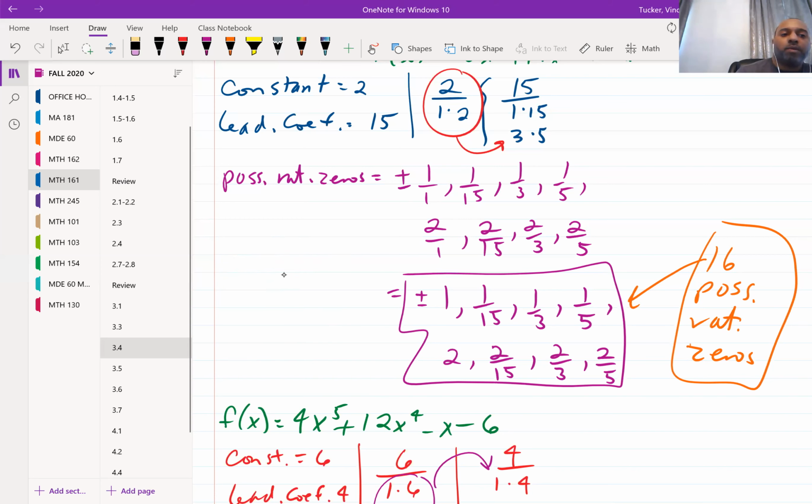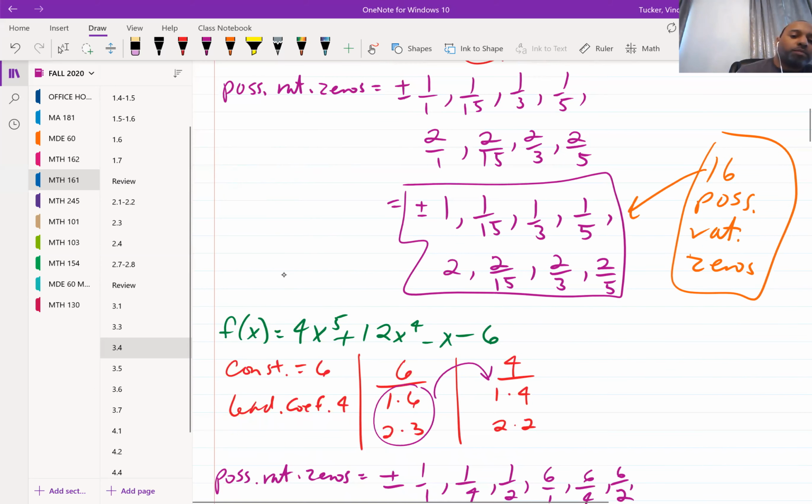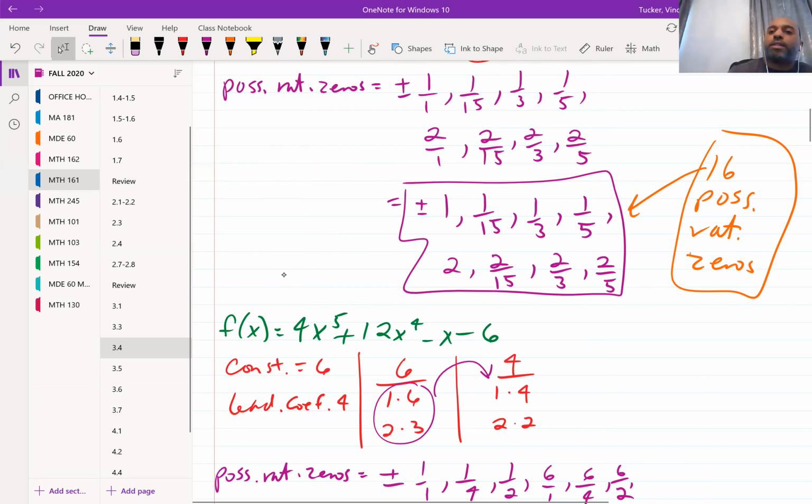All right. So let's try it again. We have 4x to the fifth plus 12x to the fourth minus x minus 6. So we see that our constant is 6. Leading coefficient is 4. So we look at the factors.